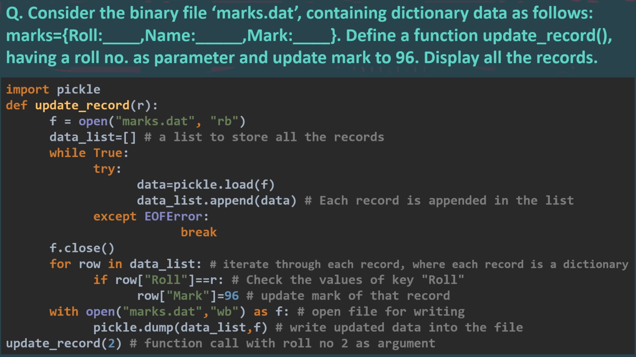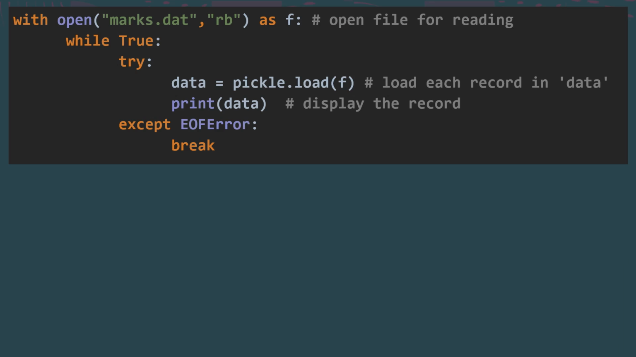Now the next thing is to display all the records. That we'll do in the next part. Let's see. Now in the previous part, we have called the update function to update the mark of one particular roll number. Now we will open this file and we will read whether this value is updated or not.